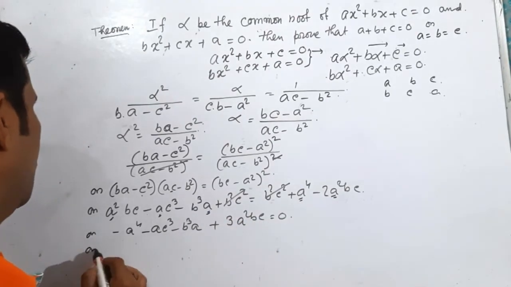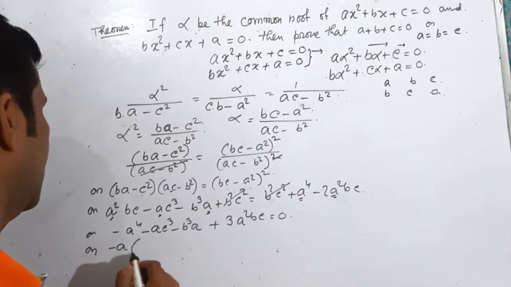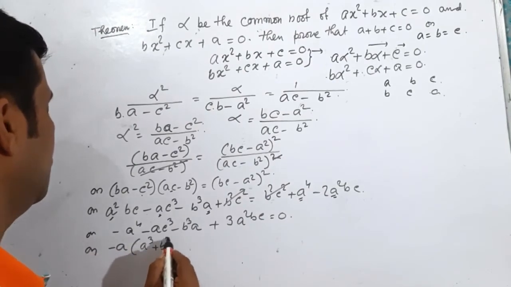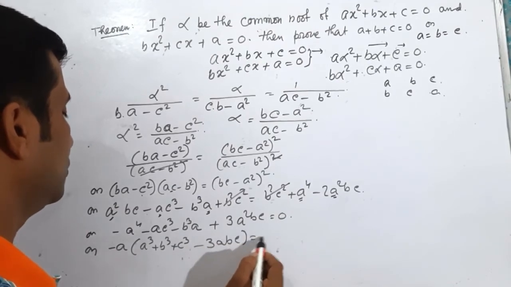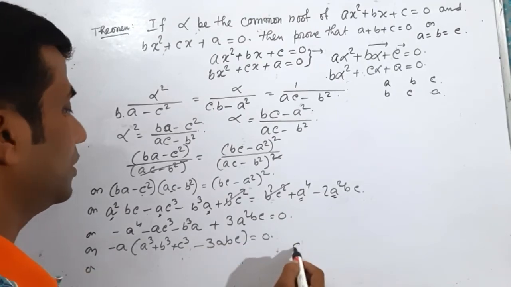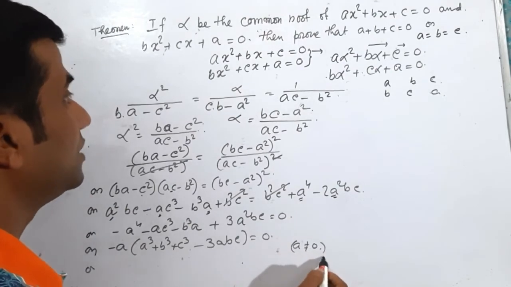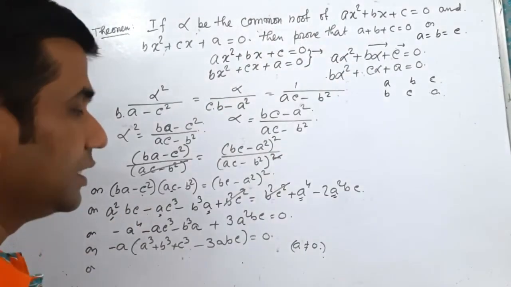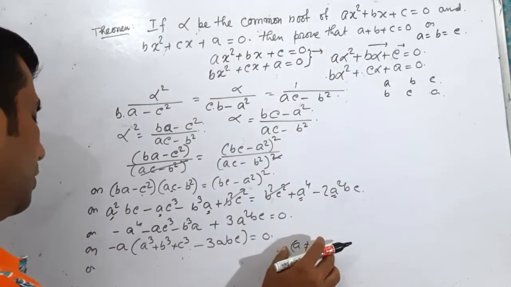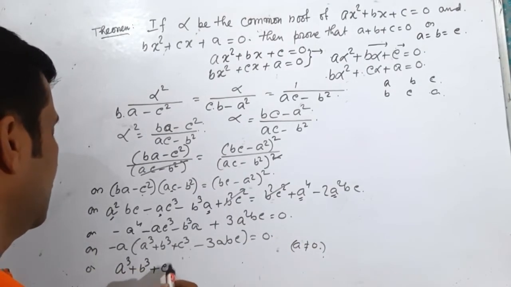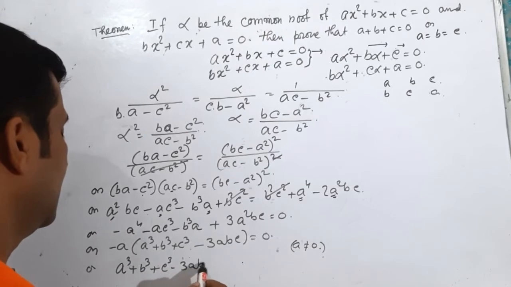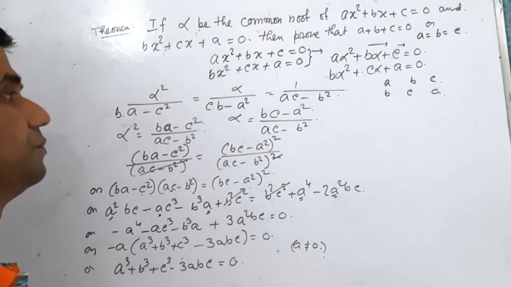Taking a as common, we get a cube plus b cube plus c cube minus 3abc is equal to 0. We know a not equal to 0. If a is equal to 0, then it becomes a linear equation. So a not equal to 0, we get a cube plus b cube plus c cube minus 3abc is equal to 0.